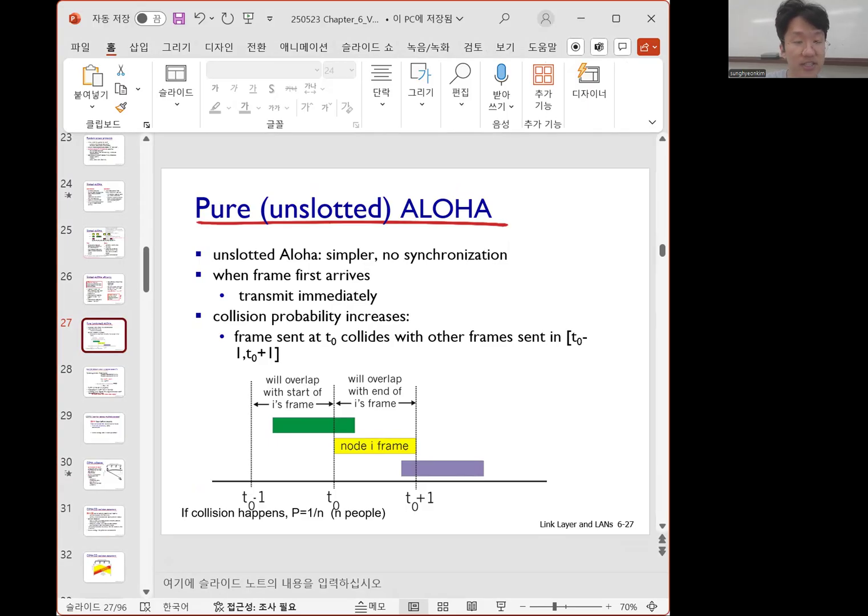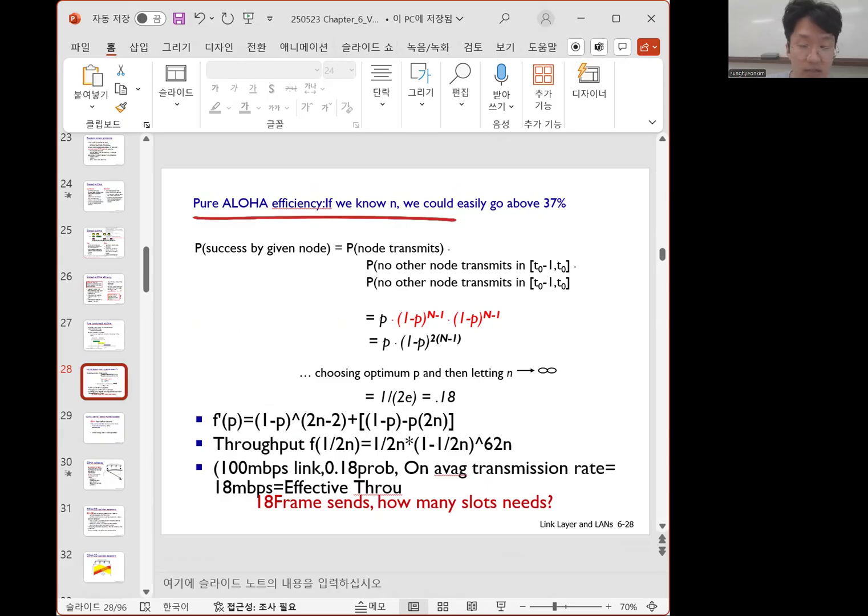A frame centered at t0 collides with frames centered from t0 minus 1 to t0 plus 1. It has a higher collision rate, so it cannot go further than 0.37.